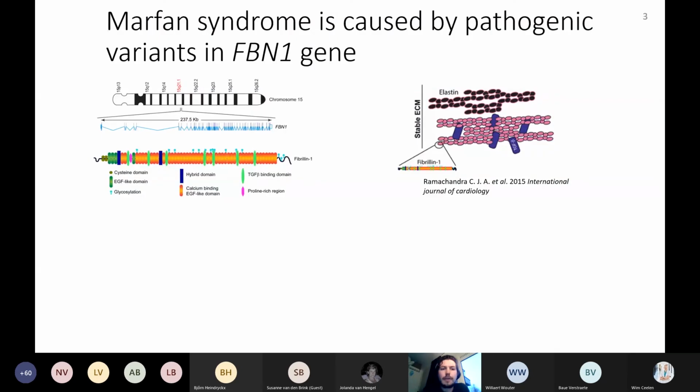First, a little bit of background about Marfan syndrome. Marfan syndrome is caused by pathogenic variants in the fibrillin-1 gene. There are currently more than 3,000 different pathogenic variants described in the fibrillin-1 gene. The genotype-phenotype correlations are very difficult to predict, so it's a very difficult syndrome to model. The fibrillin-1 gene encodes the fibrillin-1 protein, which is a very important protein in the extracellular matrix of the cells.